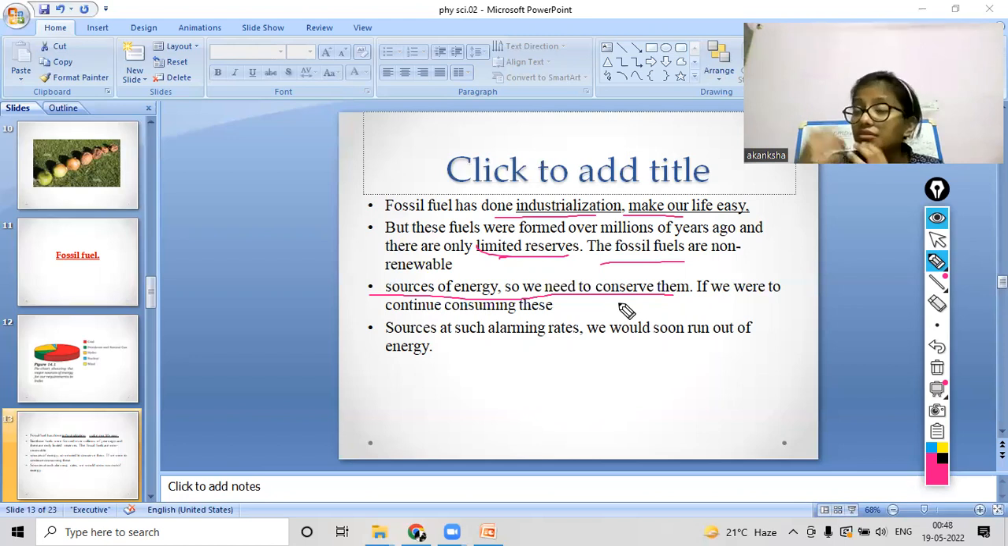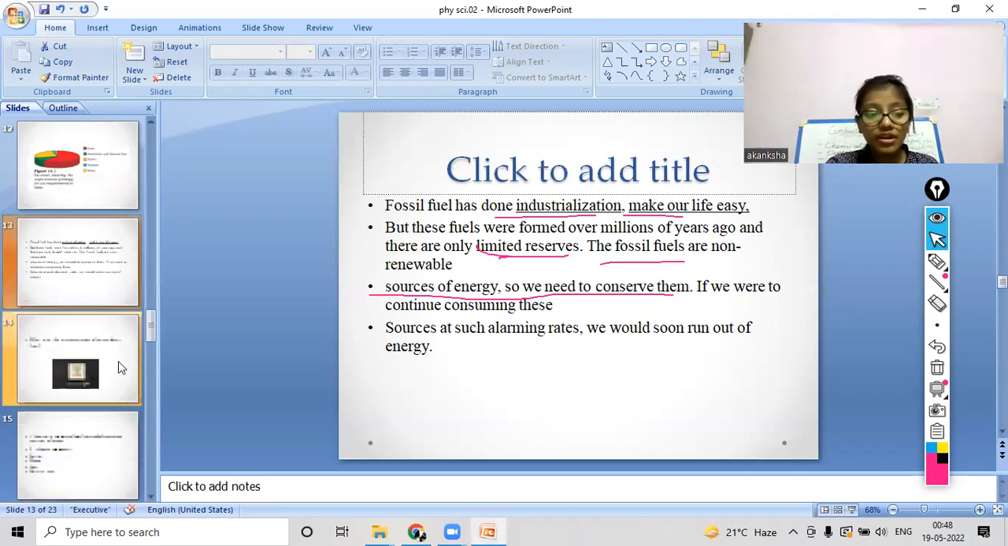The way in which we are using them right now, without any limit, is causing very much harm to nature, and the quantity of these fossil fuels is getting reduced and reduced. If we continue careless usage, they will finish in no time. That is the main reason why we have to focus on using these fossil fuels properly, so that our future generations can also use them. So this was all about fossil fuels. Now we will move on ahead.